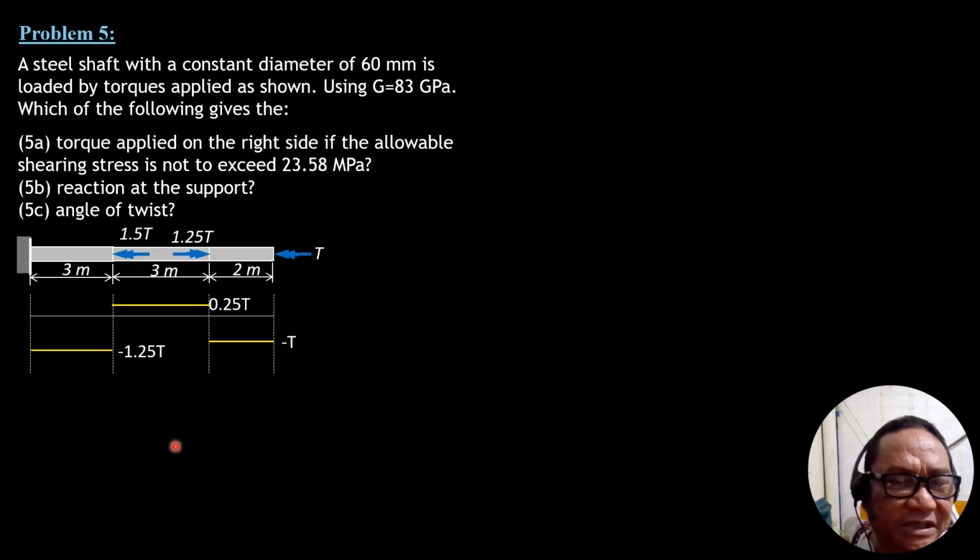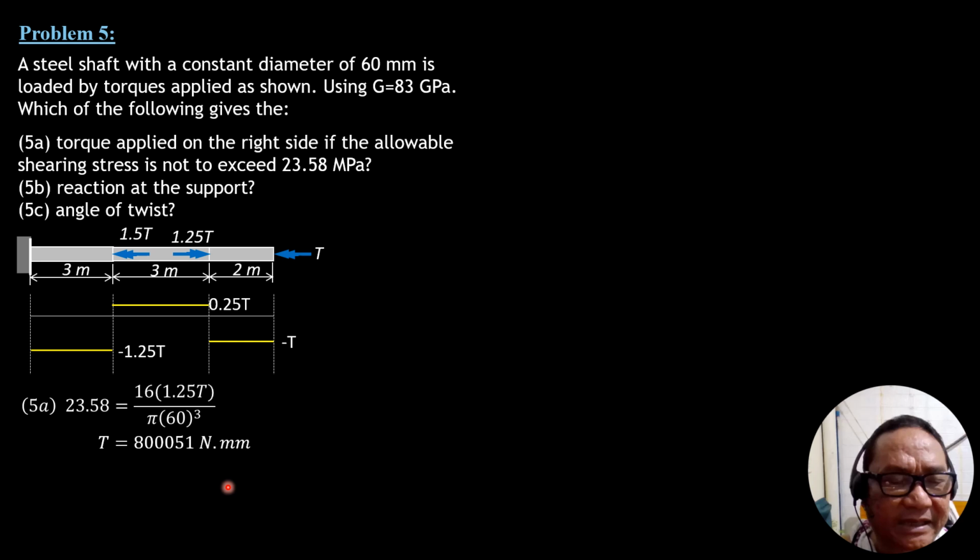Shear stress is 16 torque over pi diameter cubed for solid shafts. So 23.58 should be greater than or equal to 16 torque over pi times 60 cubed. So from here, we can solve for the safe torque, which is equal to 800,051 Newton mm, and in Newton meter, that's 800.05 Newton meter. Since the question is the torque applied on the right side, this is the torque on the right side, which is T, and that's the value, so therefore it is 800.05 Newton meter.